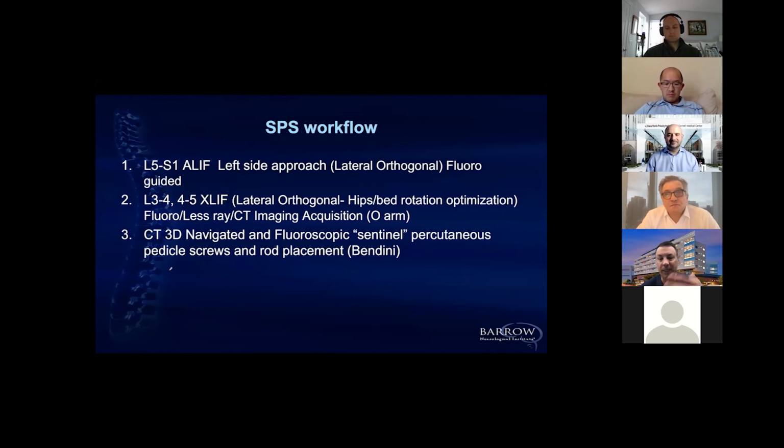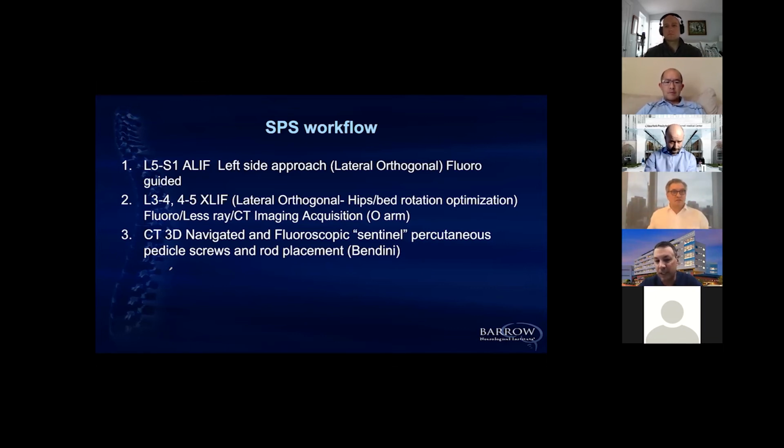So this was kind of the workflow that I did. First, I put the patient on lateral, obviously. I did first the A-lift with the patient on lateral with the left side approach. And then I moved towards the lateral transpsoas, 3-4, 4-5. And then I did navigated screws.